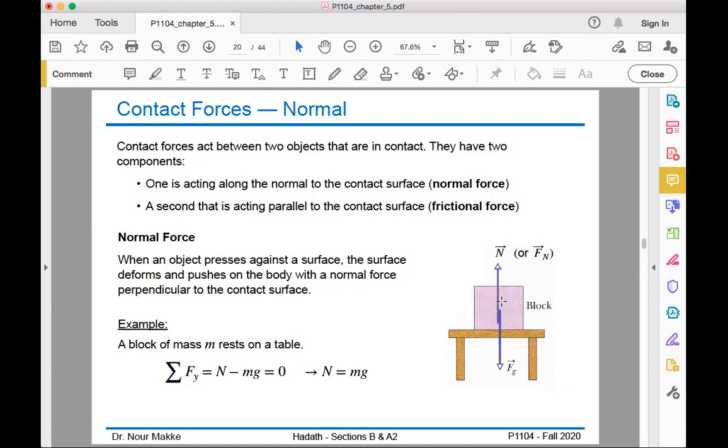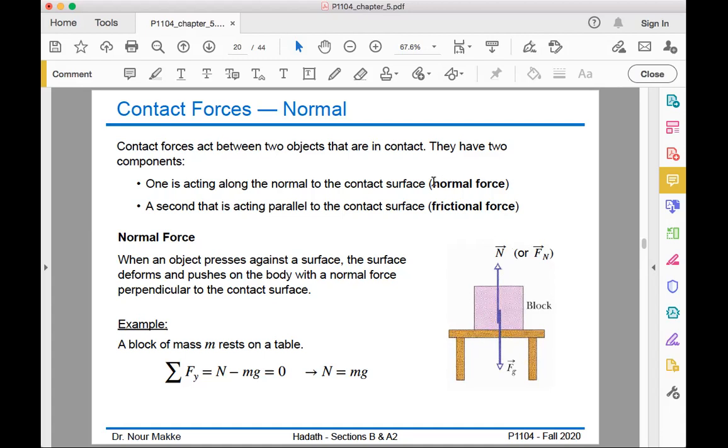Okay, so the surface could deform and push the body with a normal force perpendicular to the contact surface. So the block is actually making a force, is actually pressuring this contact surface, which is the table. So this is the action. As a reaction, we will have a normal force exerted by the table on the block itself. And so this is the normal force that we are talking about in this case.